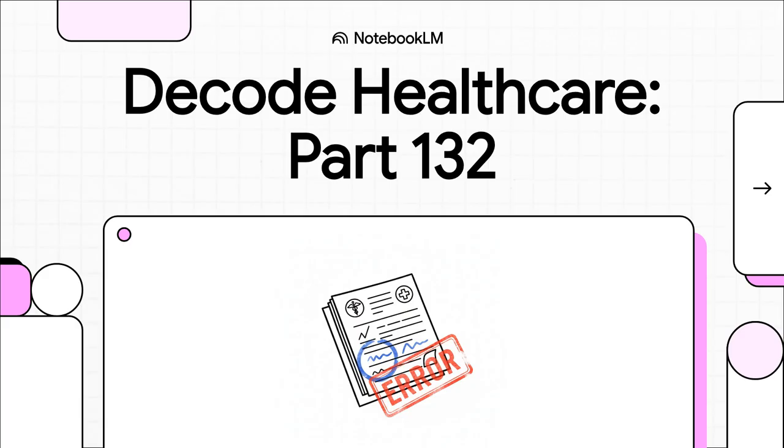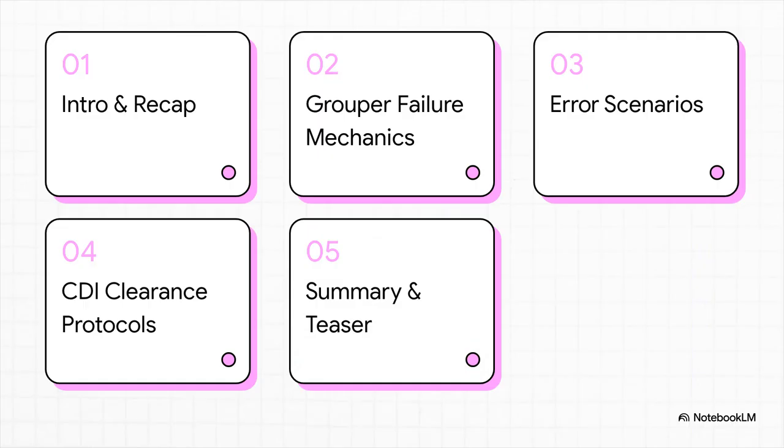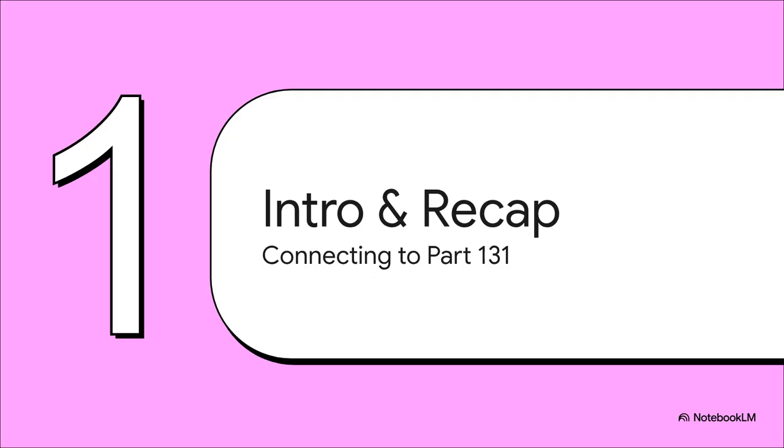Well, today, we've got an absolutely critical explainer lined up for you. We're going to be diving deep to master code assignment errors and defend your revenue cycle against those dreaded ungroupable DRGs. All right, so here's our roadmap for today. We're going to start with a quick recap, then jump straight into how grouper failures actually work. After that, we'll unpack some high-volume error scenarios, walk through our CDI clearance protocols, and wrap it all up with a summary.